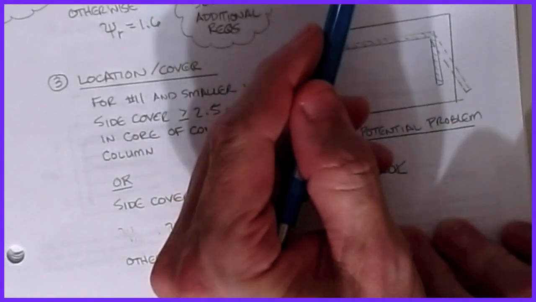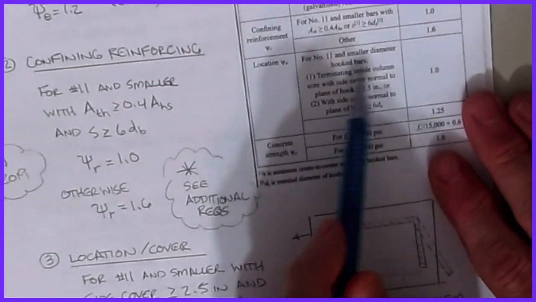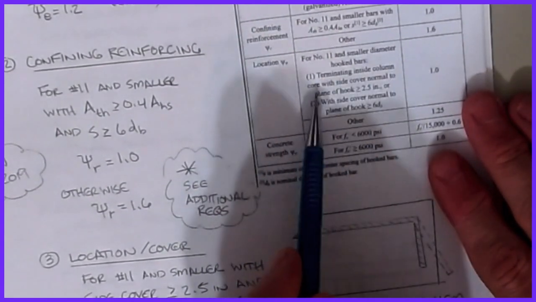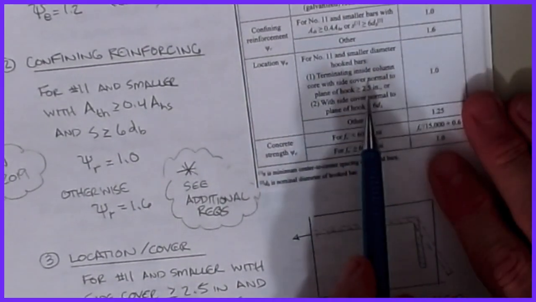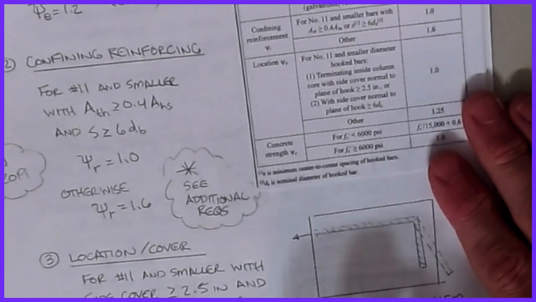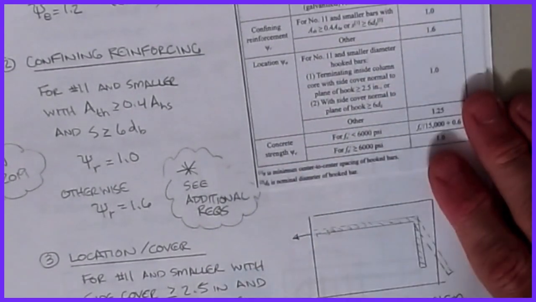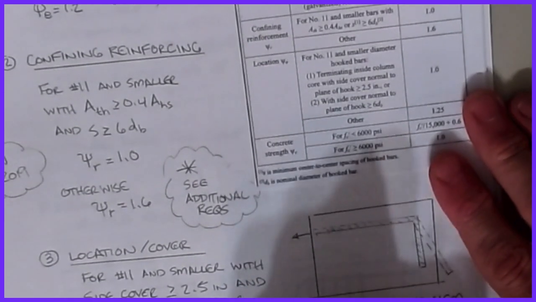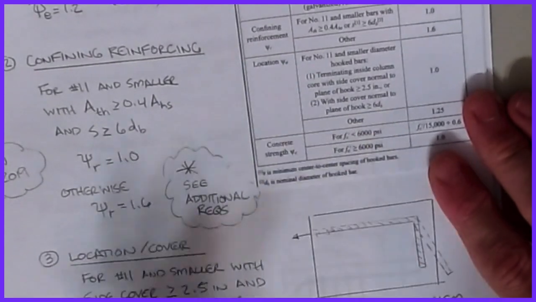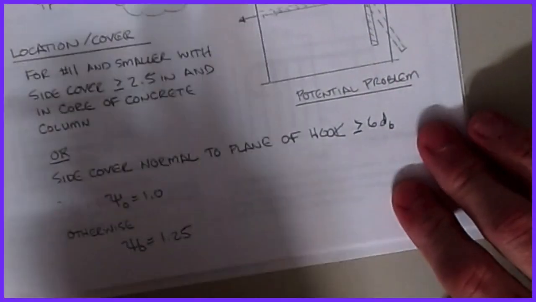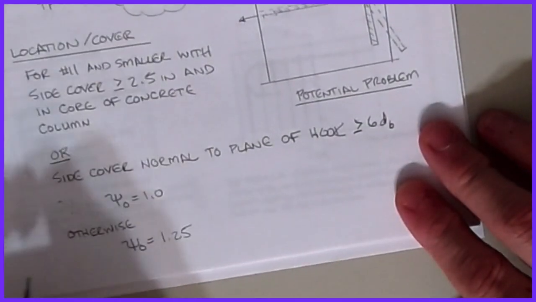Yeah, so for number 11 and smaller diameter, I'm reading up here, I think I left something off when I wrote it out. For number 11 and smaller diameter hook bars, terminating inside column core with side cover normal to plane of a hook greater than or equal to 2.5 inches, or with side cover normal to the plane of the hook, there it is. Okay, greater than or equal to 6 dB. Okay, that's what I was going to say. I missed this piece of it. Okay, my psi O is 1.0. Most of the time, that's what you have.